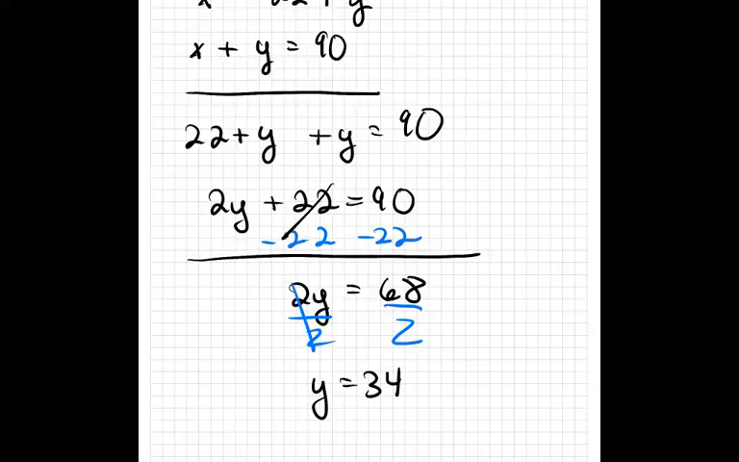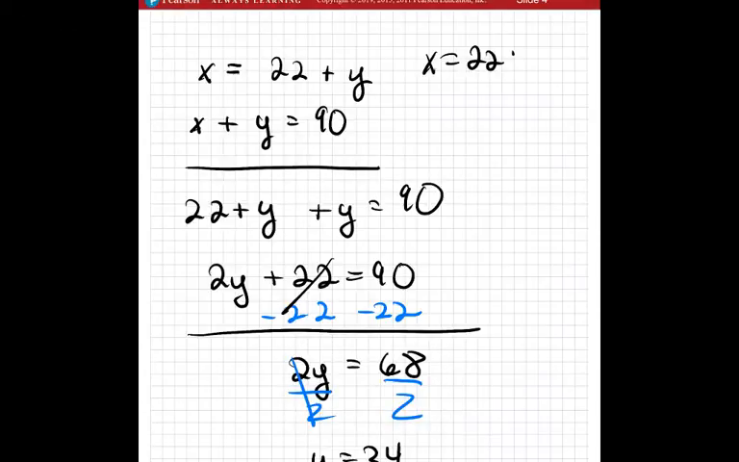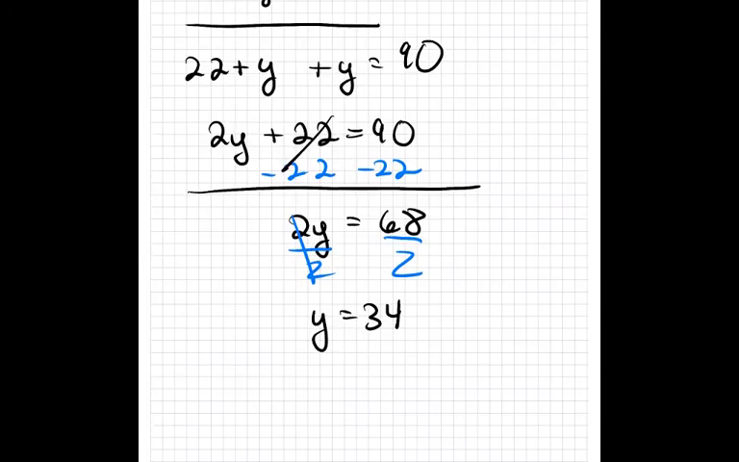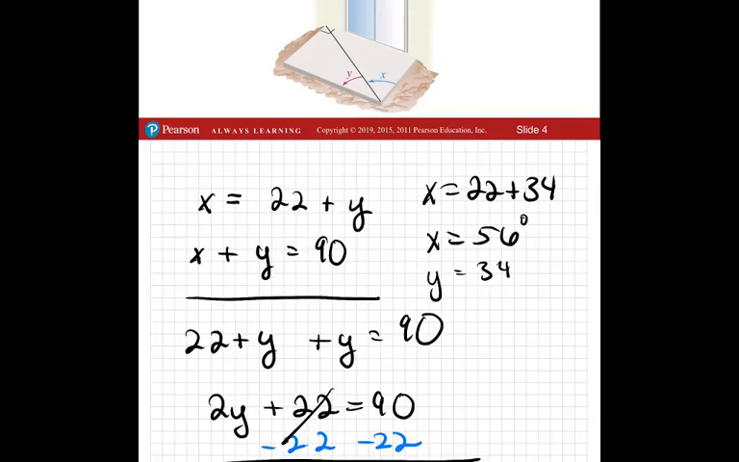Okay. So if y equals 34, then that means that x is going to be 22 plus 34. So then x is going to be equal to, what is that, 56? 56. So it looks like x is 56 and y is 34. What are these? Degrees. Degrees.